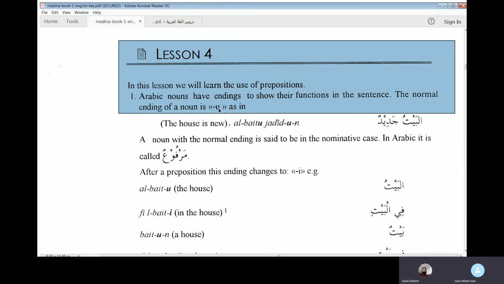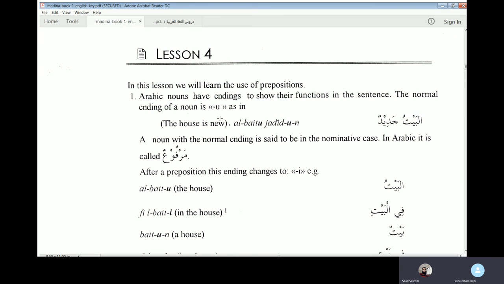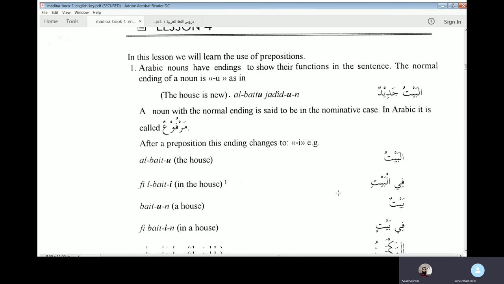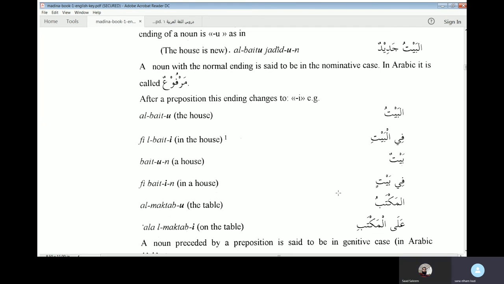Dhamma. Okay. So it is dhamma, as in al-baytu jadidun, the house is new. A noun with a normal ending is said to be in the nominative case. In Arabic, it's called marfu', marfu'un. After a preposition, this ending is changed to i, kasra. For example, al-baytu becomes fil-bayti.